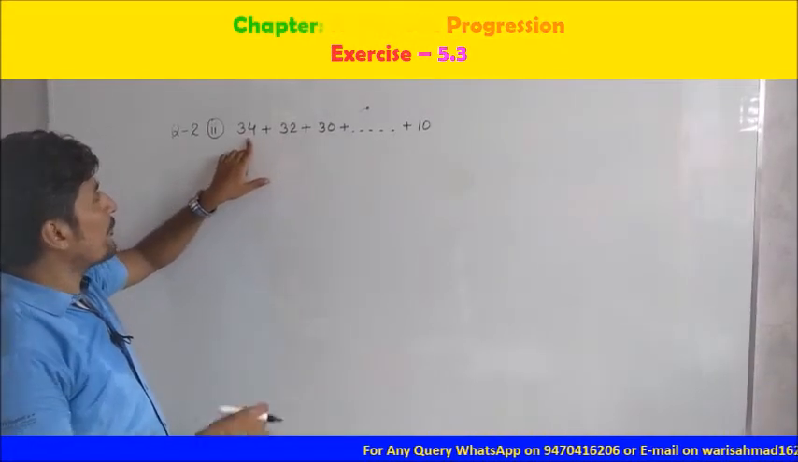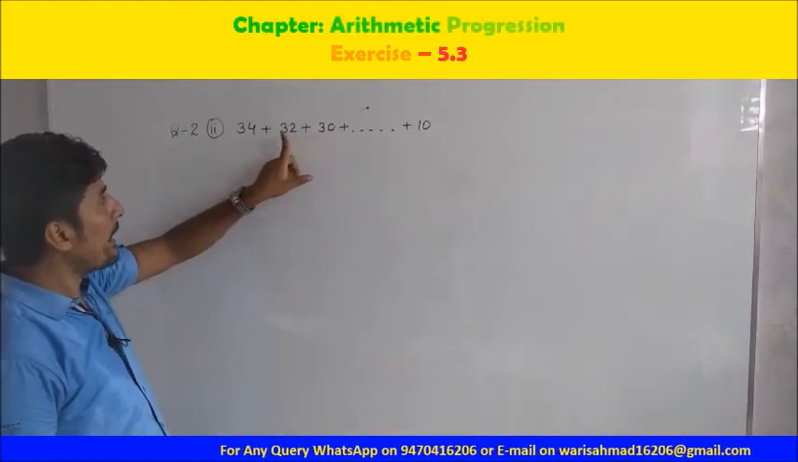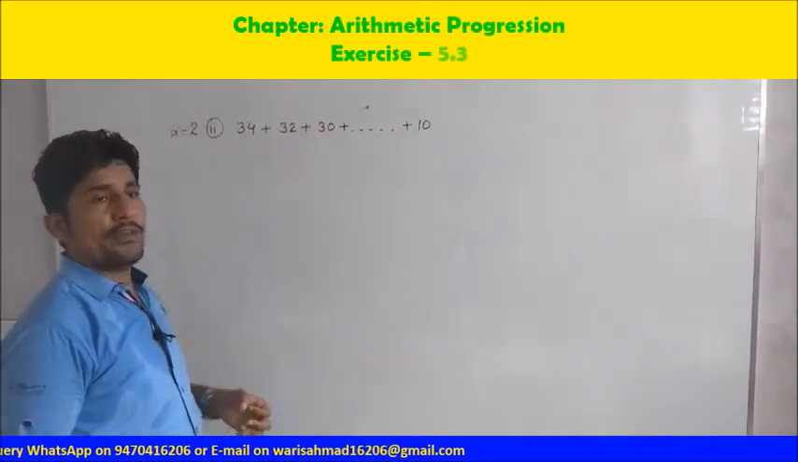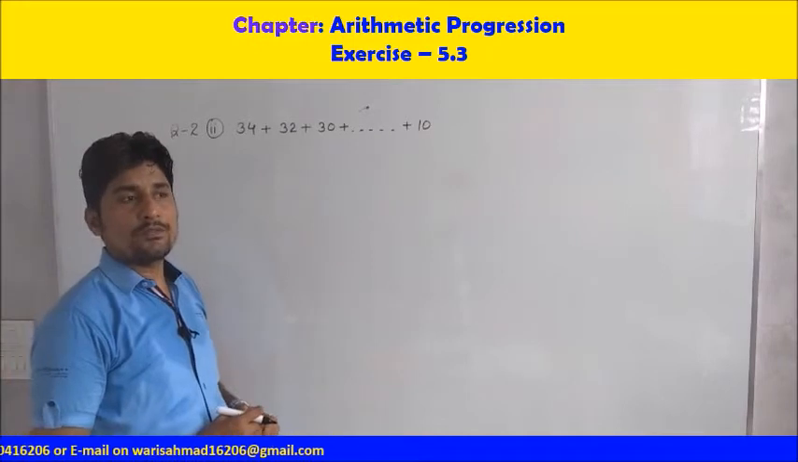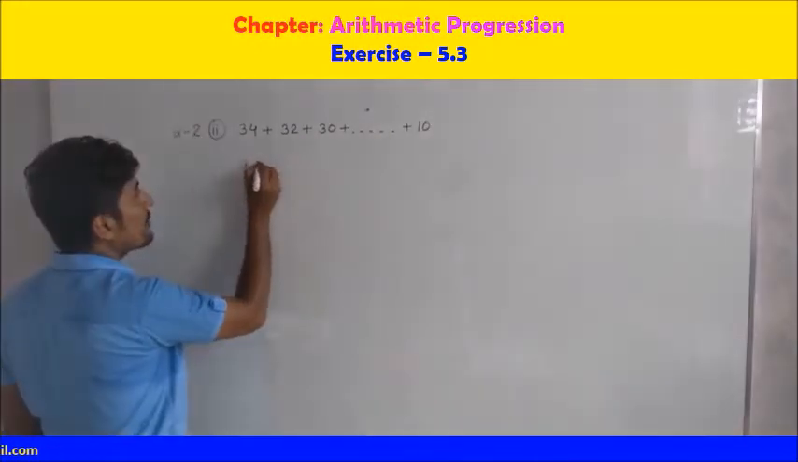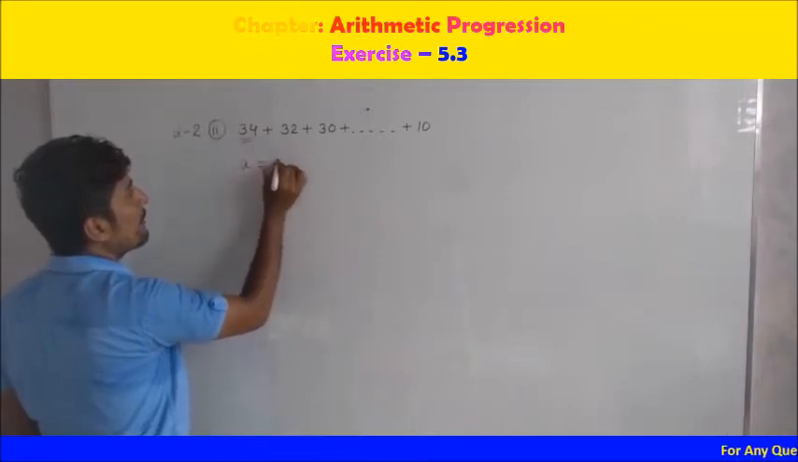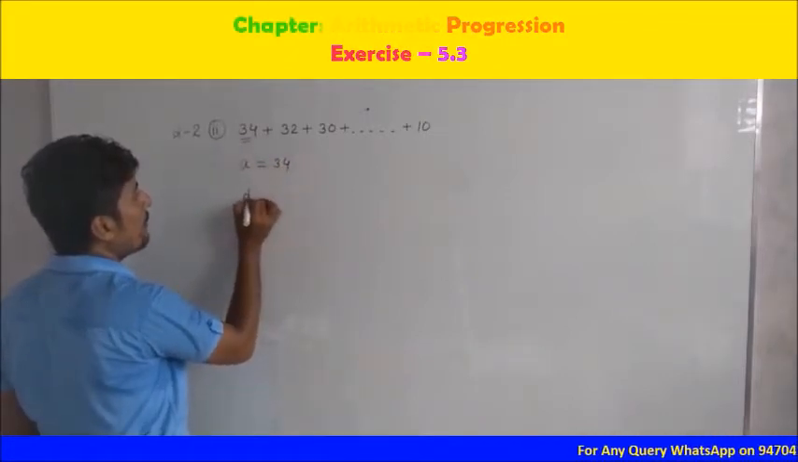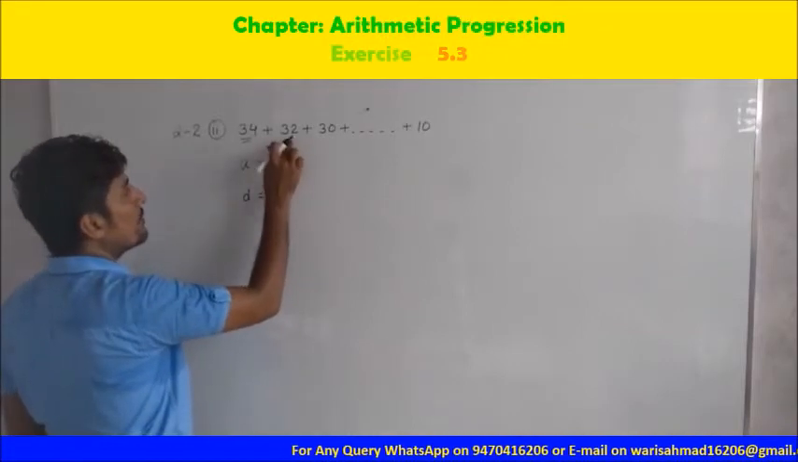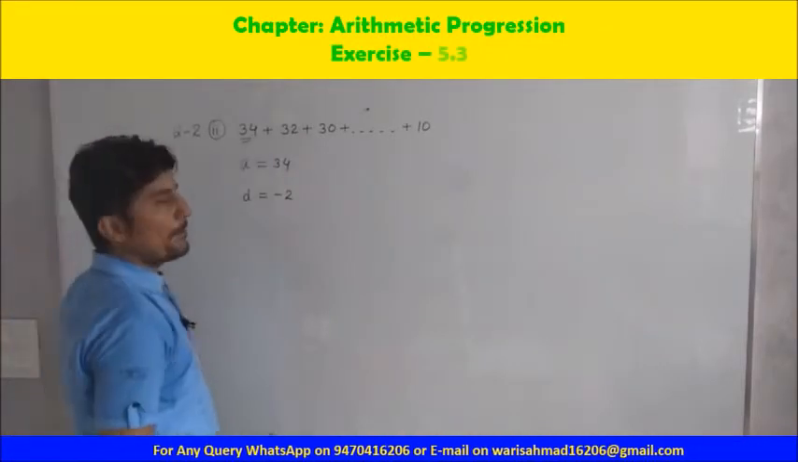32 minus 34 equals minus 2. 30 minus 32 equals minus 2. In all the cases, we have the value of d equals minus 2. That's why we can say that they are in AP. So the very first term of this AP is 34, while the value of d is minus 2. 32 minus 34 will be equal to minus 2.